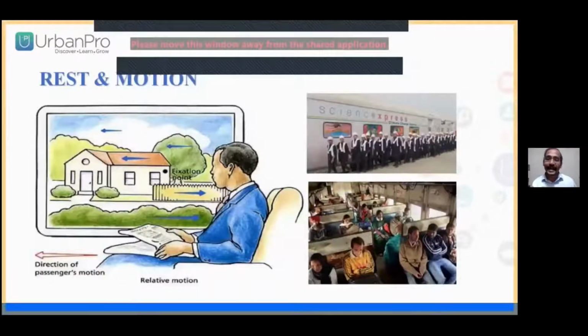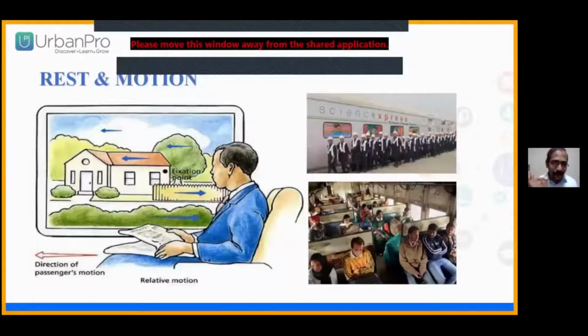Now, rest and motion. We are sitting in a train. A person is moving within the stationary train. Now we can observe that the person is moving along the train, maybe in the opposite way.